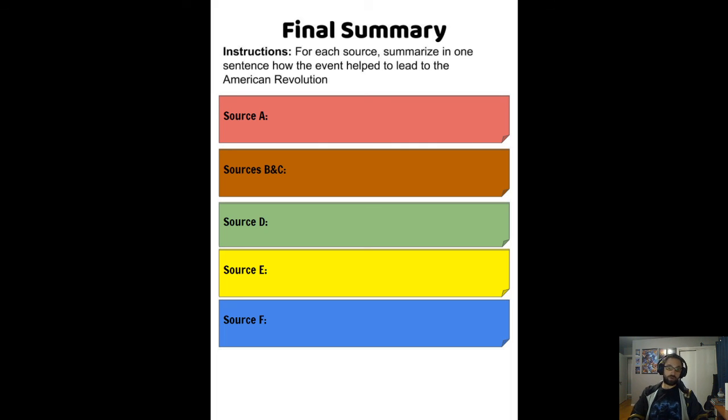And so we know from our notes that Common Sense basically popularized the idea of independence. It started people thinking about independence rather than just resolving problems with Great Britain. Because of Common Sense, a lot of people started to consider that independence was an actual option. So that is a summary for source F, right? So I want you to do that same thing for all of the sources that we looked at, okay?